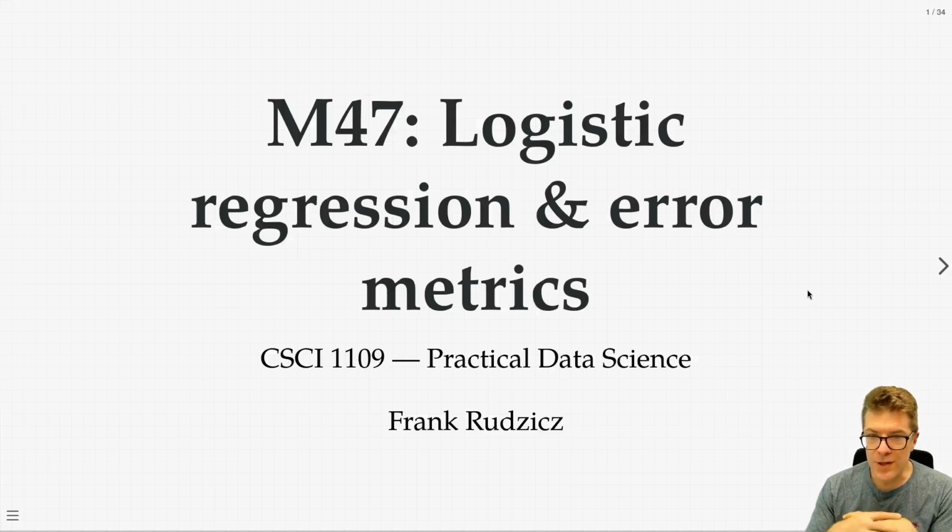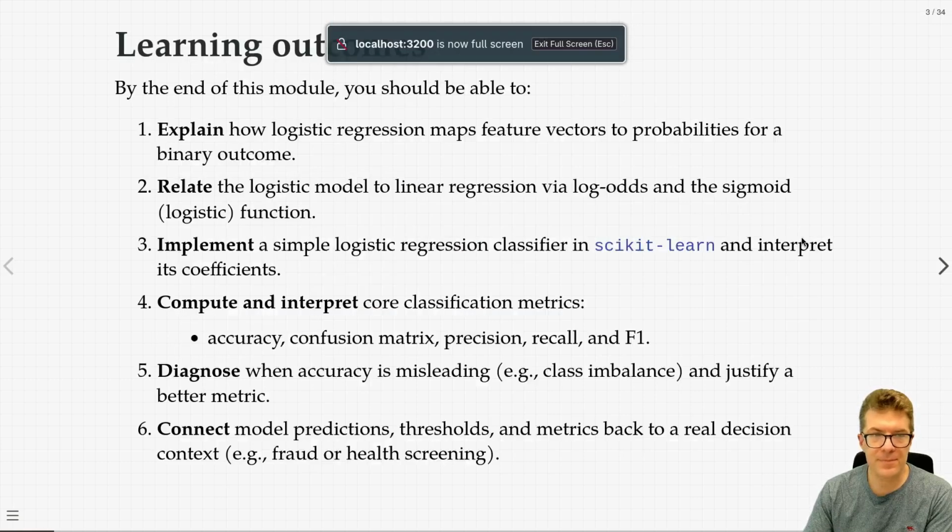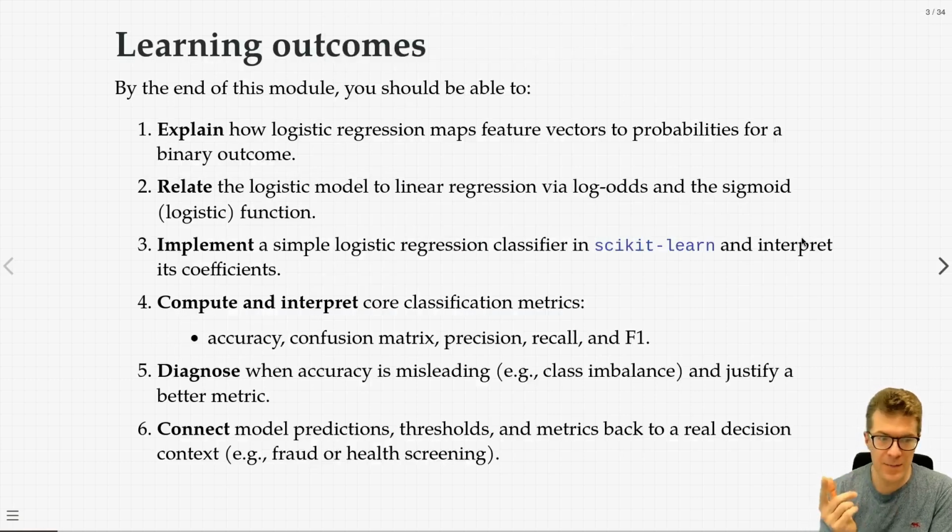Welcome to Module 47 on Logistic Regression and Error Metrics. Ideally, at the end of this module, you ought to be able to explain how logistic regression maps feature vectors to probabilities for a binary outcome. You ought to be able to relate the logistic model to linear regression via log odds and the sigmoid function. You ought to be able to implement a simple logistic regression classifier in scikit-learn.